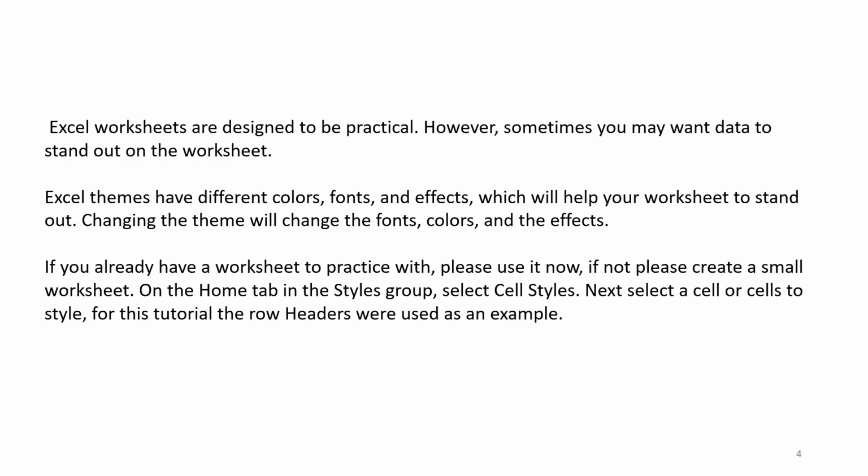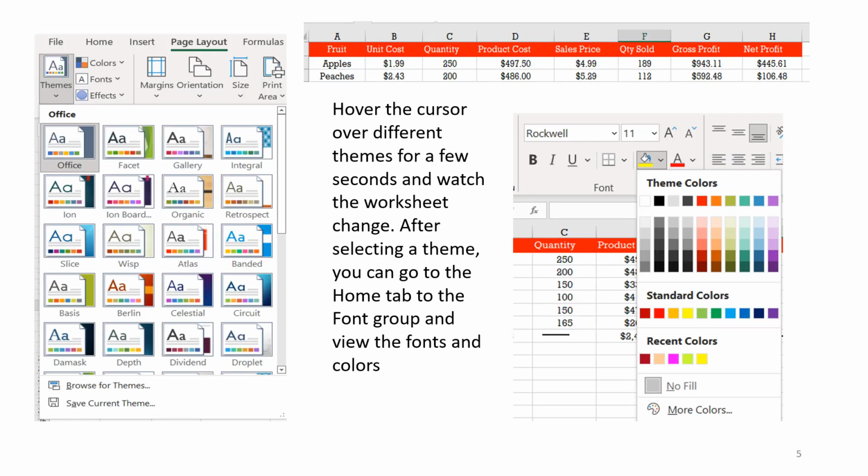On the Home tab in the Styles group, select Cell Styles. Next, select a cell or cells to style. For this tutorial, the row headers were used as an example. Hover the cursor over different themes for a few seconds and watch the worksheet change.